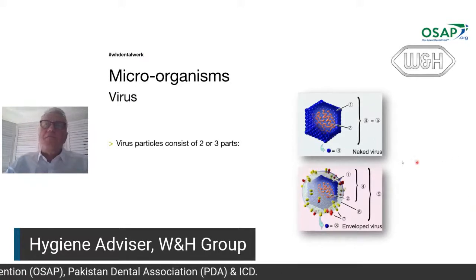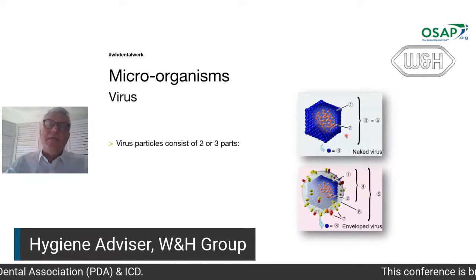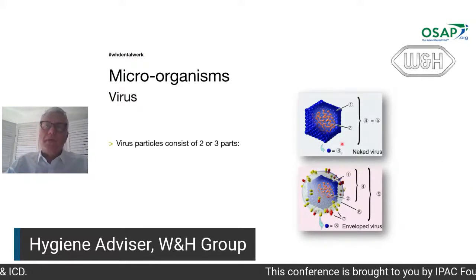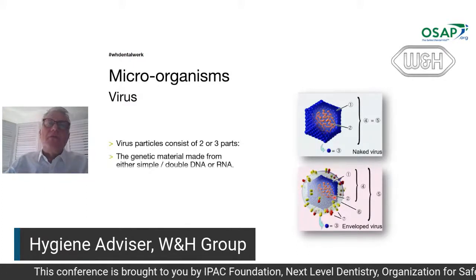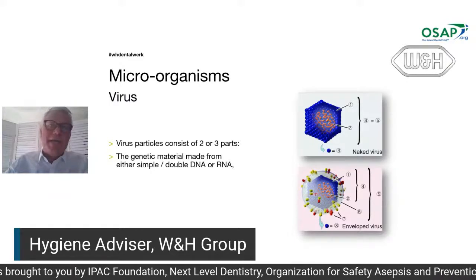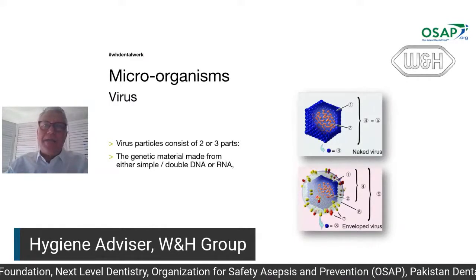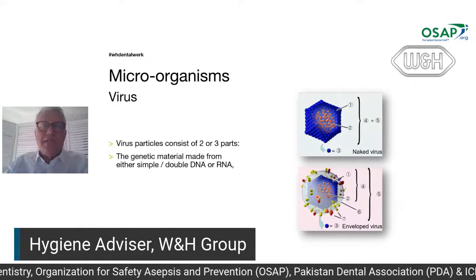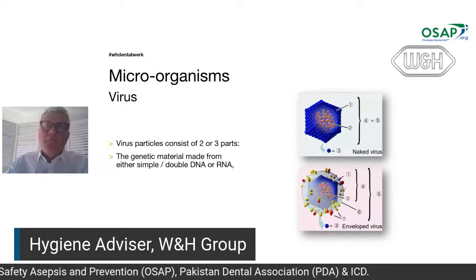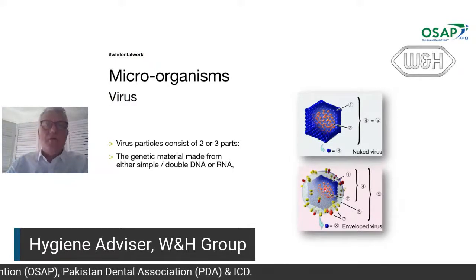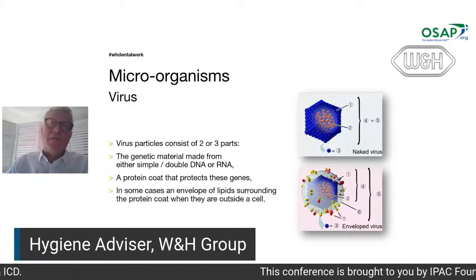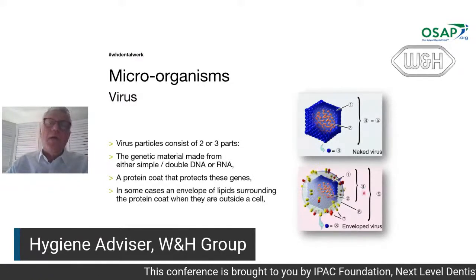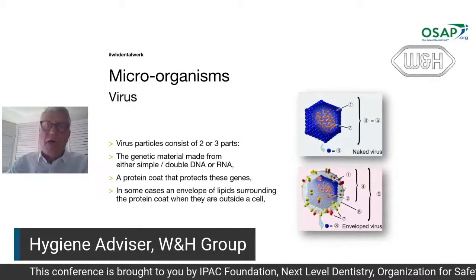There are two types of viruses. These are called the naked or non-enveloped viruses, and these are the enveloped viruses. Both have also DNA or RNA. This depends on the nucleic acid, but it's basically the genes of the virus, protected by this protein coat surrounding the genes. And then for the enveloped viruses, you have this lipidic envelope around the virus.